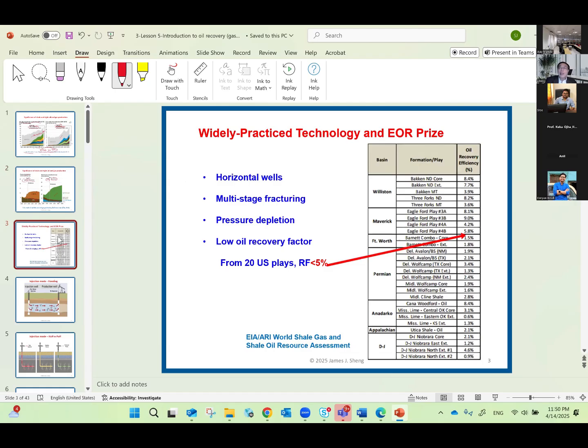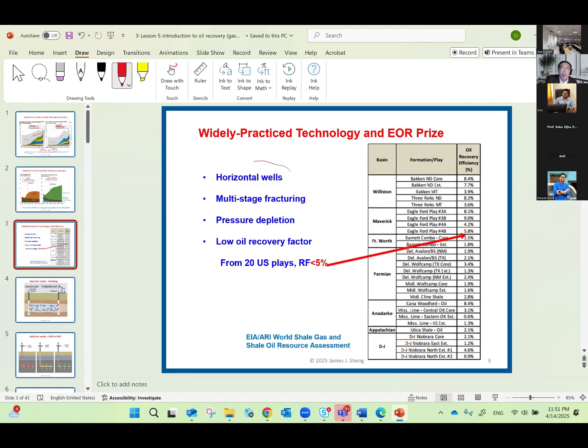All right, now let's see. Then the next question is, what is the status of the technology to produce oil and gas reservoirs? Let's look at this one. First, so far, to produce oil and gas, what is the technology so far?